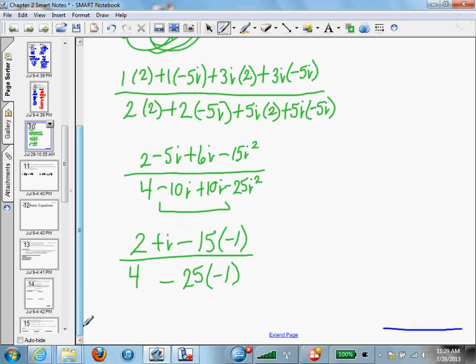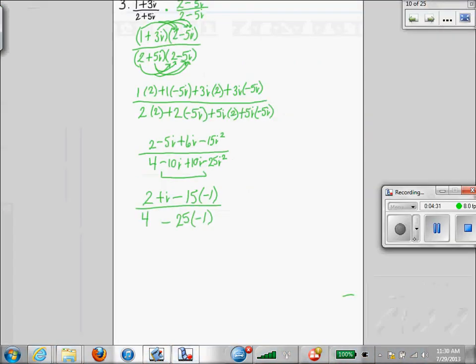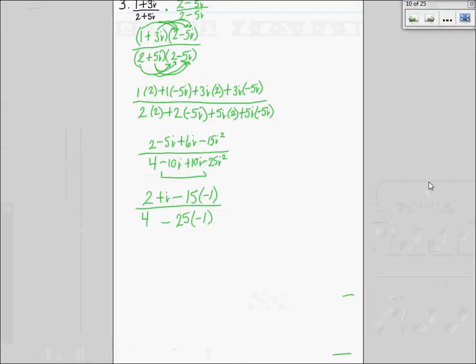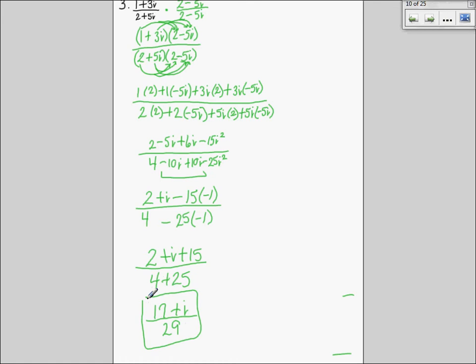So, simplifying this even further, let's just simplify what we have. So we'll have 2 plus i, and then negative times a negative is positive 15. And on bottom we have 4, and then a minus times a minus is a positive 25. So to solve our answer, 2 plus 15 is 17 plus i over 4 plus 25 is 29. So that is the solution to that rational expression using conjugates to divide.